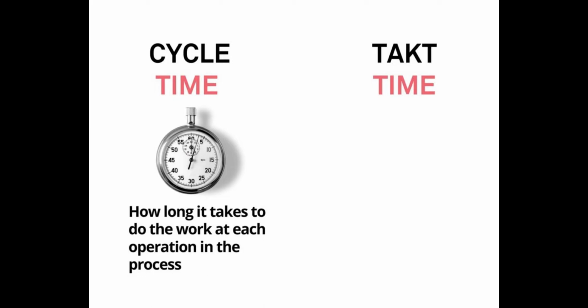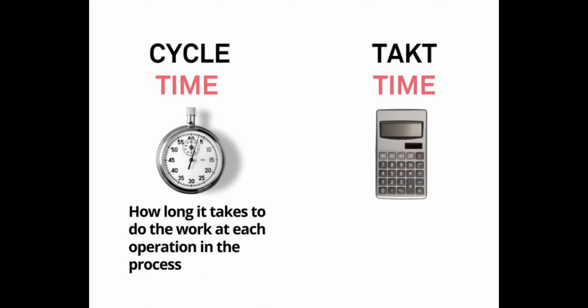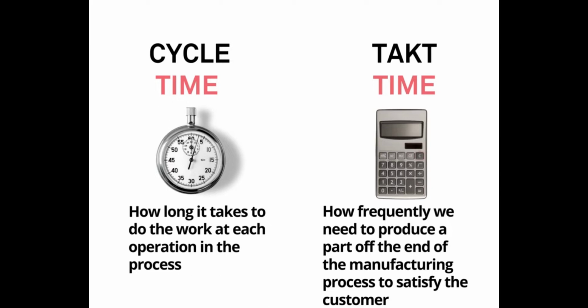On the other hand, takt time is a calculation. It's defined as how frequently we need to produce a part off the end of the manufacturing process to satisfy the customer. The calculator image is important because it shows that it's a calculated number. You can't capture takt time on a stopwatch. You look at the net available hours divided by the demand. We have a separate short video on that and you'll see the links below. Critically, for any stage in the manufacturing process, cycle time must be below takt time.